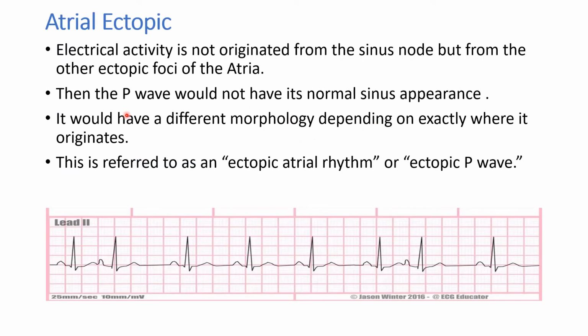In atrial ectopic, the origination of the electrical activity is not from the sinus node, so the P wave would not have its normal sinus appearance. Therefore, it would have a different P wave morphology depending on where it originates. In this ECG strip, you can see the P wave's normal sinus appearance, and here there are two P waves with different morphology. Those are called ectopic P waves.